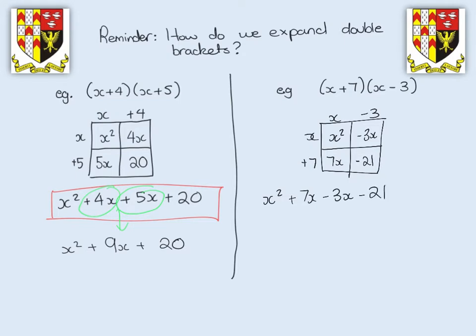So just like before, I'm at this stage now where I can start to simplify it here. So we know only the x terms here are like terms. So 7x minus 3x will give me 4x. It's positive because I had a positive amount of 7x and I just took away 3 of those, so I'm left with 4x. And the x squared and the 21 don't have any like terms, so it will just stay the same.